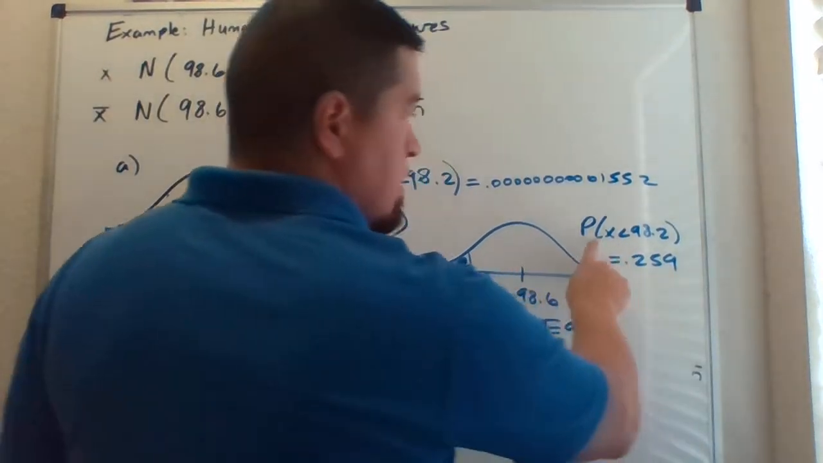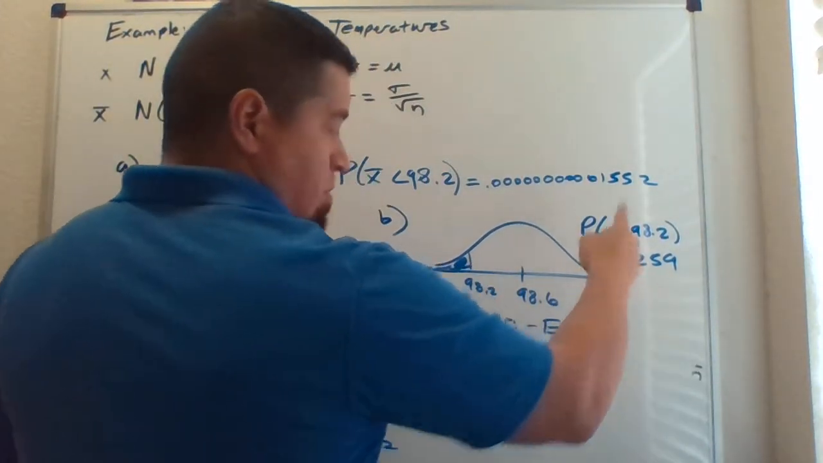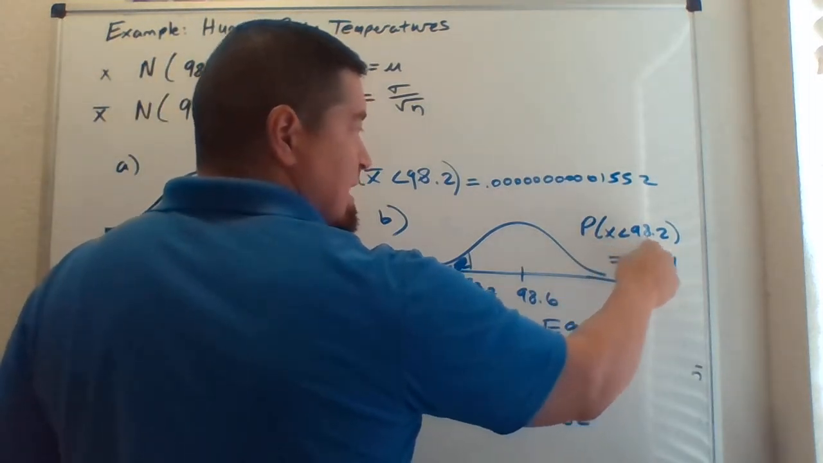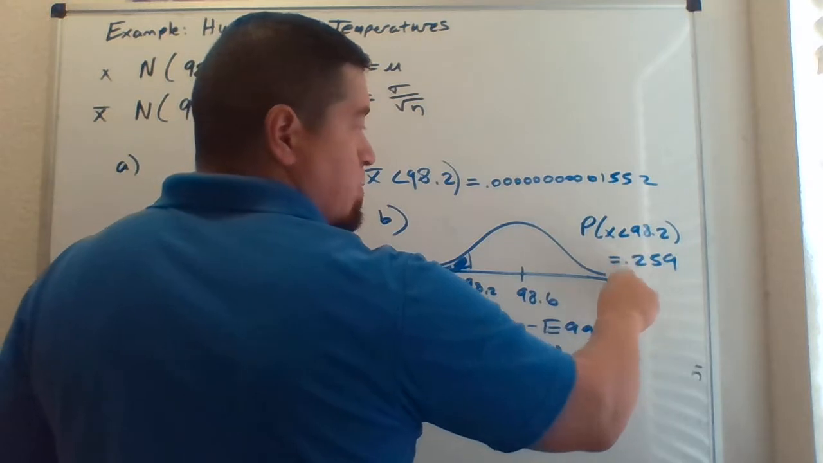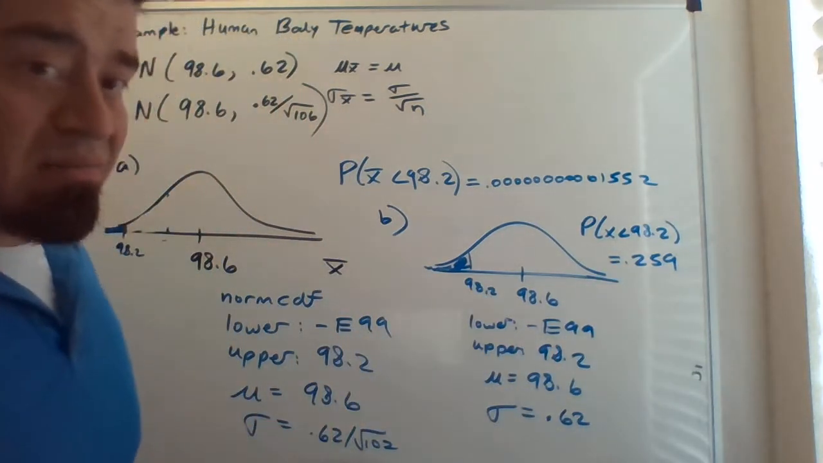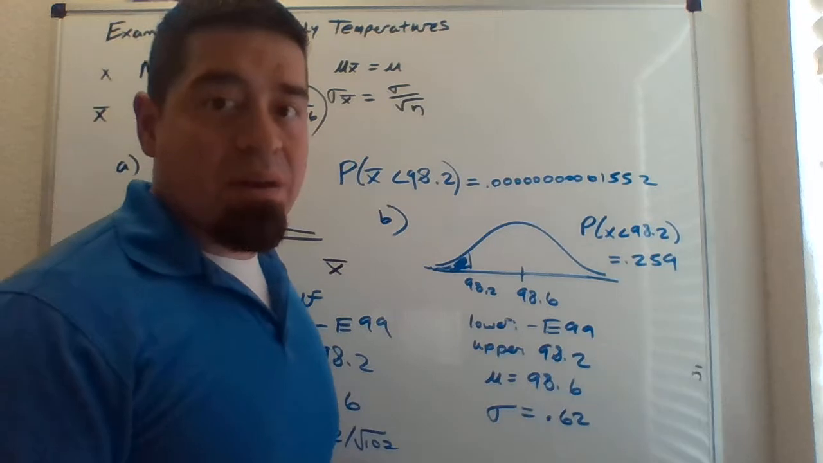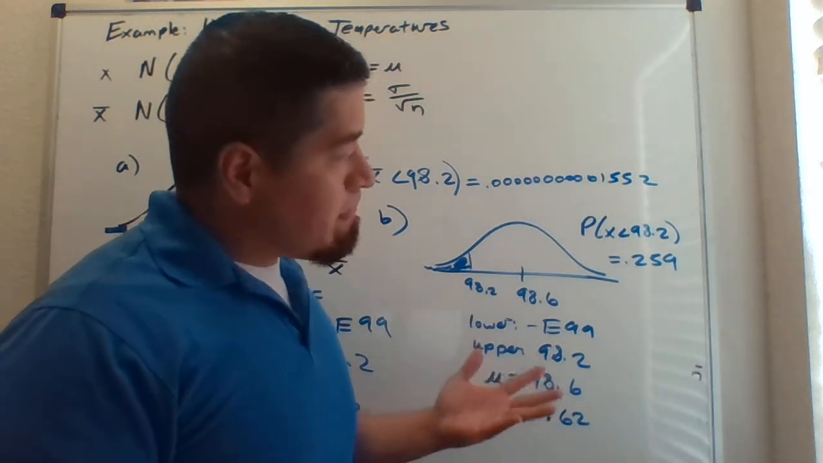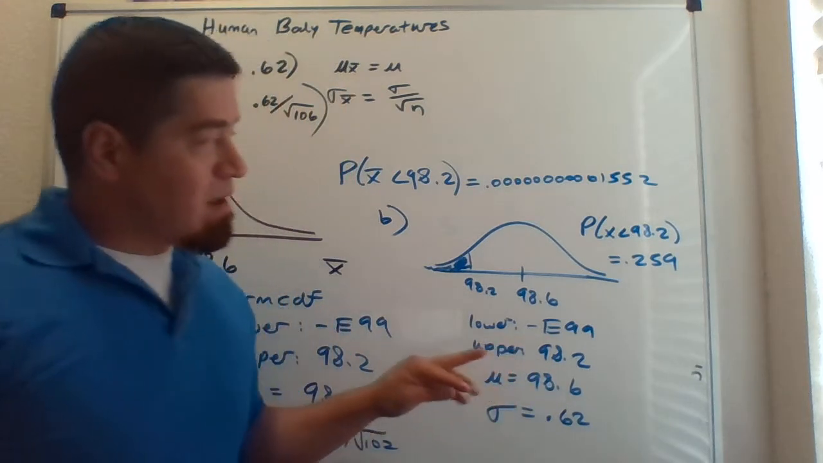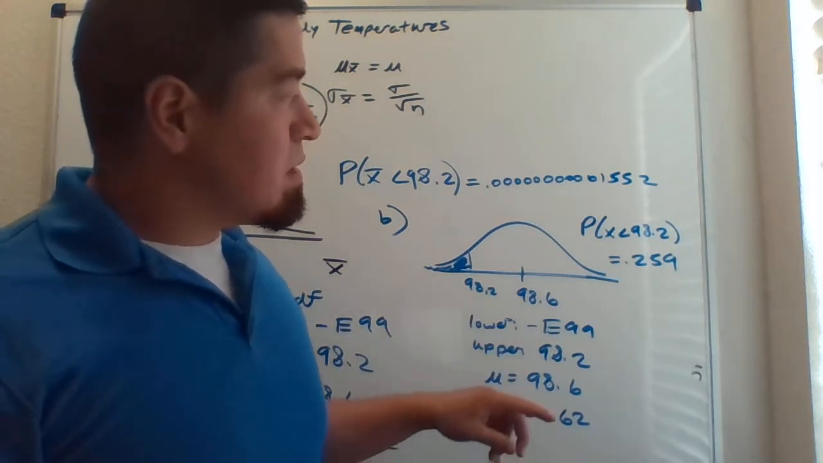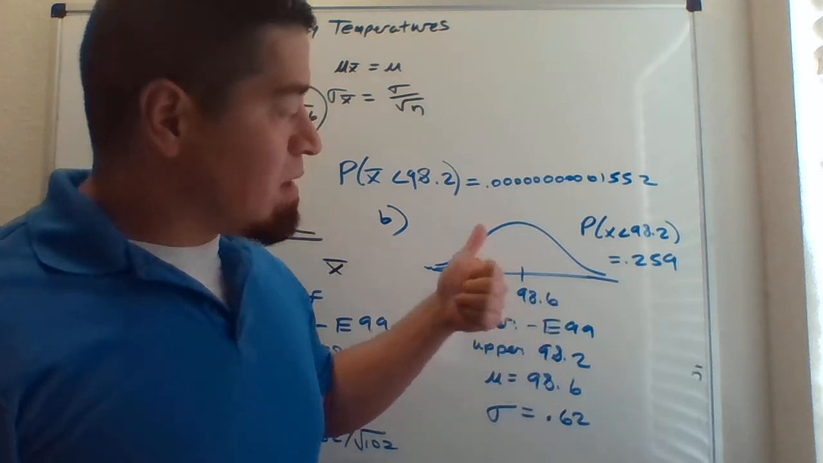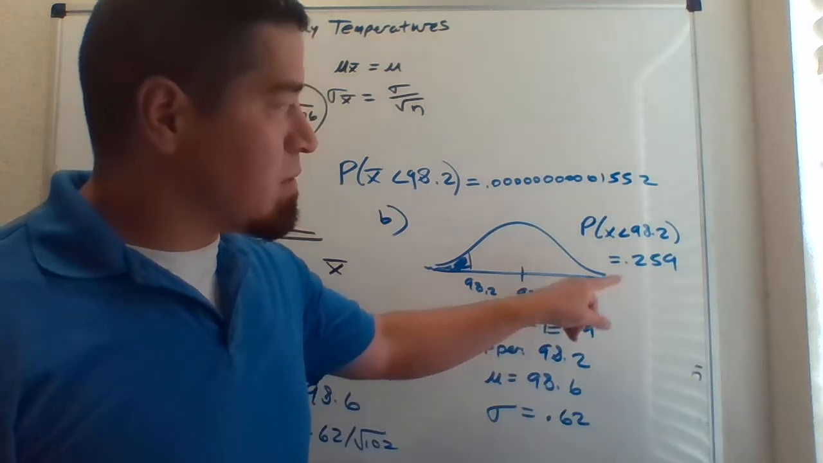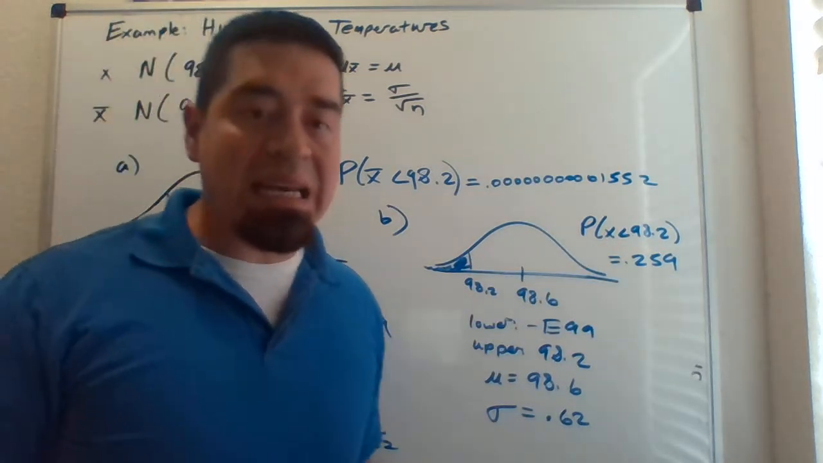Okay, so I wrote this here. Once I put this into the calculator, I got the probability that an individual has a temperature of less than 98.2 degrees is 0.259, which is actually a pretty good chance that somebody would have a temperature less than 98.2 degrees. Think about it. If I sampled 100 people, it's not that unusual that one individual, or if I sampled one person, it's not unusual for one person to have a temperature of less than 98.2.